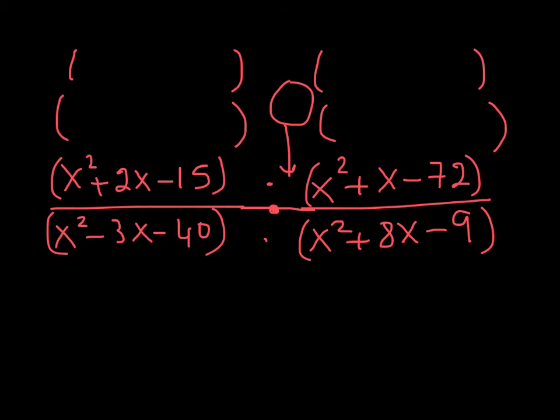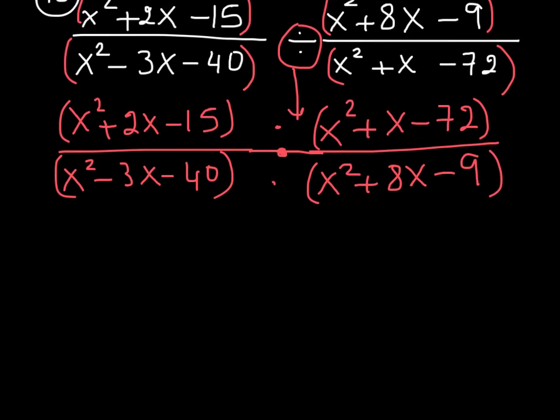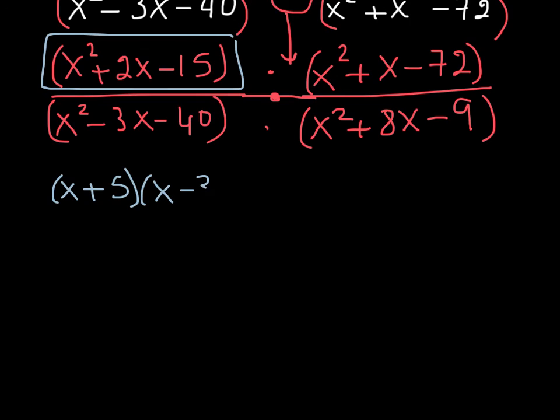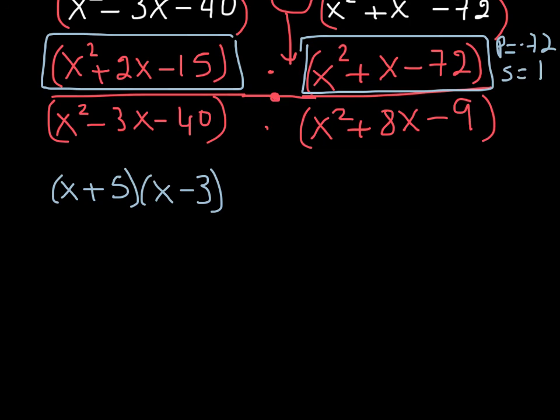The next thing we're going to do is factor all these factors. On the first one, we're going to look for the product of negative 15 and the sum of 2. And that's going to give us x plus 5, x minus 3. That's done. The next factor over here, what's the product of negative 72 and the sum of positive 1? That should give us x plus 9, x minus 8.